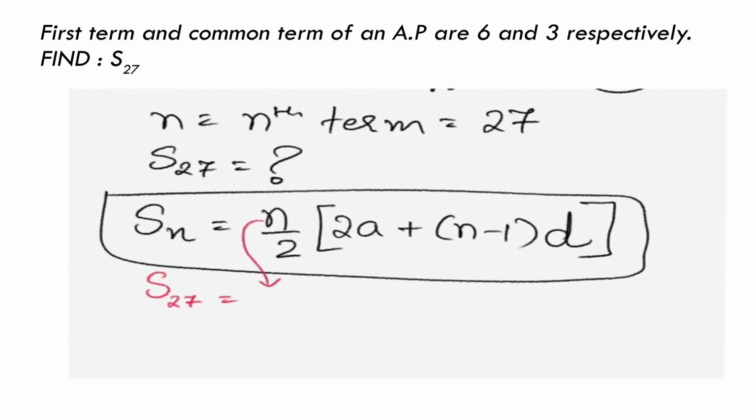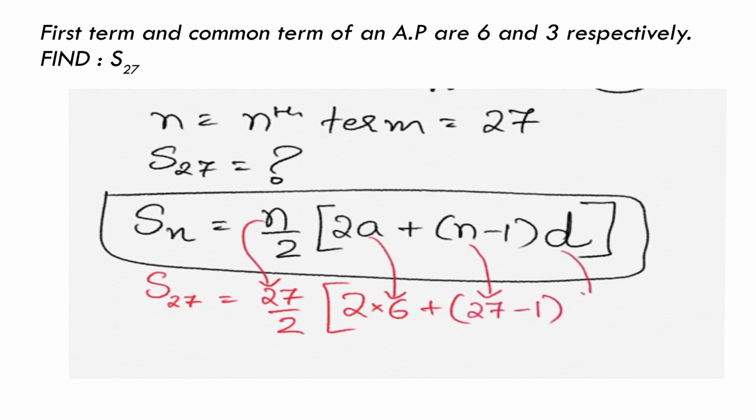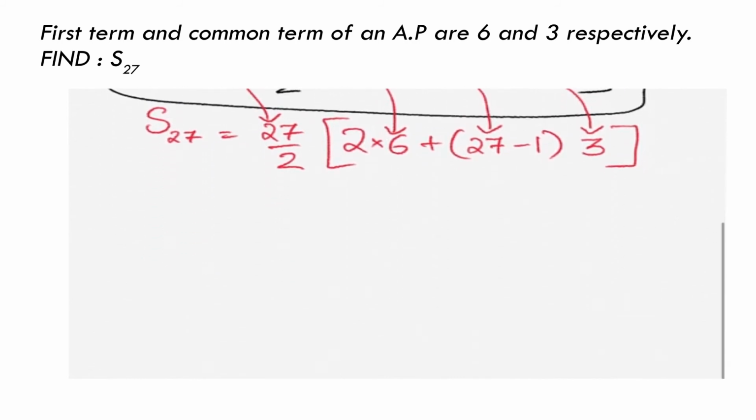Why? N is 27, so we are putting 27 upon 2. Then what is A? A is 6. So 2 into 6 plus round bracket 27, N is 27, minus 1, into D, which is 3. So we are putting the 3, square bracket completed. Now the rule is that first we solve the round bracket.